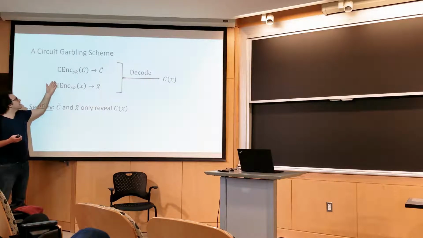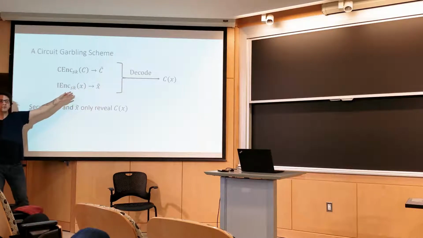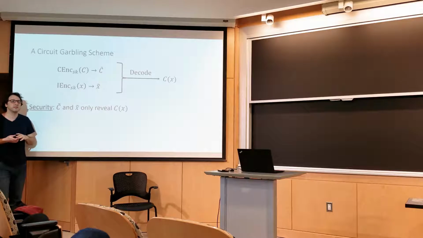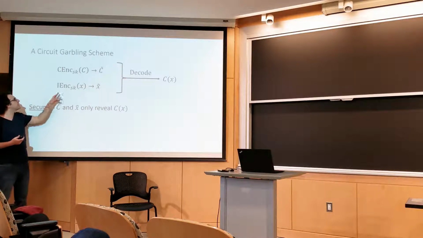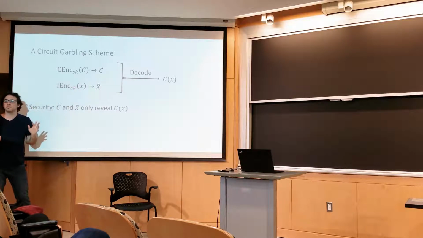So here's a question. Let's say that I only wanted you to build one algorithm that takes both C and X and produces these garbled circuit and input such that you can decode, but you cannot learn anything else other than the output. I'm claiming that it's very easy to construct such a garbling scheme if you only need to construct one algorithm that gets both the circuit and the input. How do you do it?